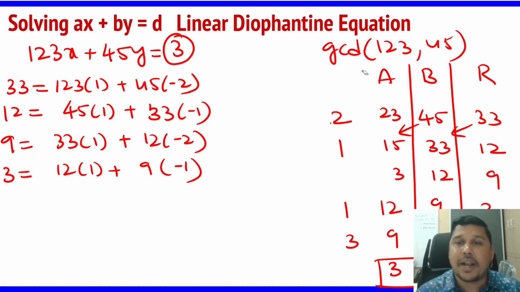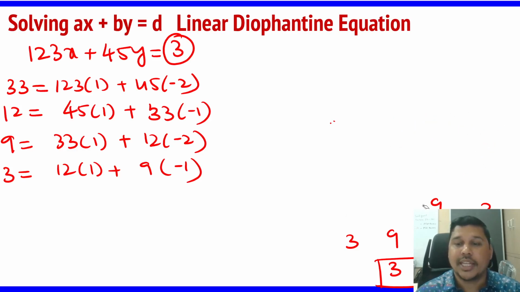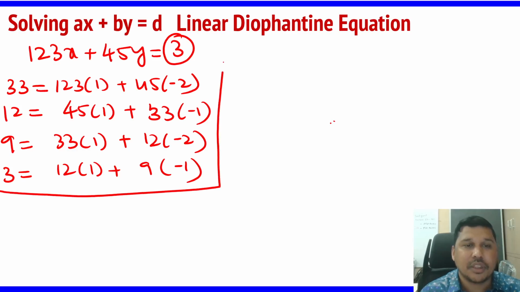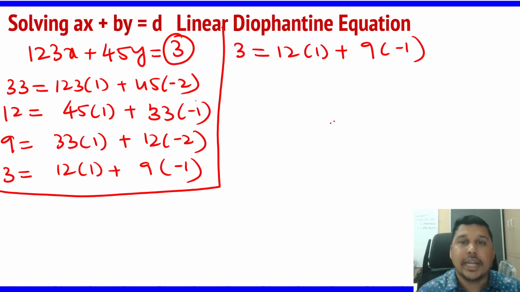Now I will erase this part. You will apply the reverse Euclidean algorithm by substituting from the lowest one. Keep substituting from the lowest one and find the value. So these are the 4 equations which we got here. Let us take the smallest equation. What is the smallest equation we have here? 3 is equal to 12 into 1 plus 9 into minus 1. Now, in place of this 9, you see above we have 9. So in place of this 9, you substitute this equation.